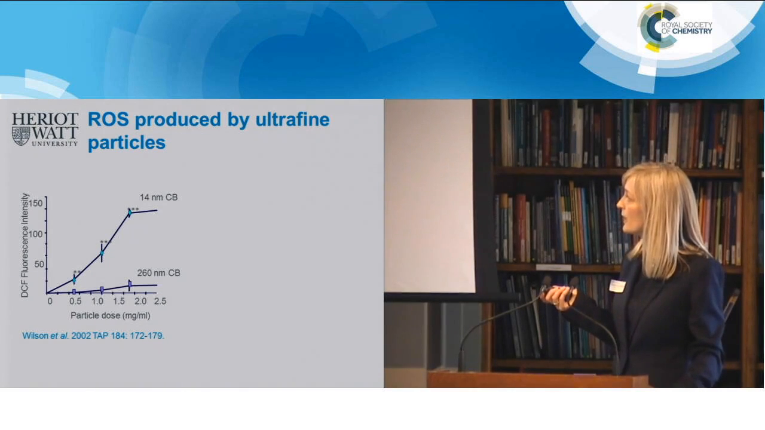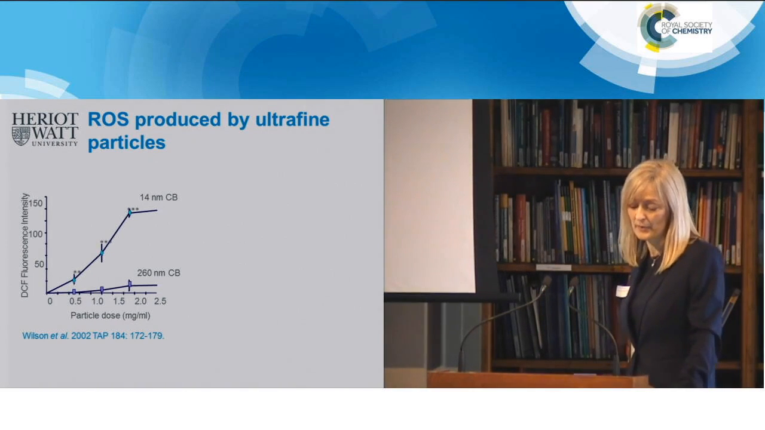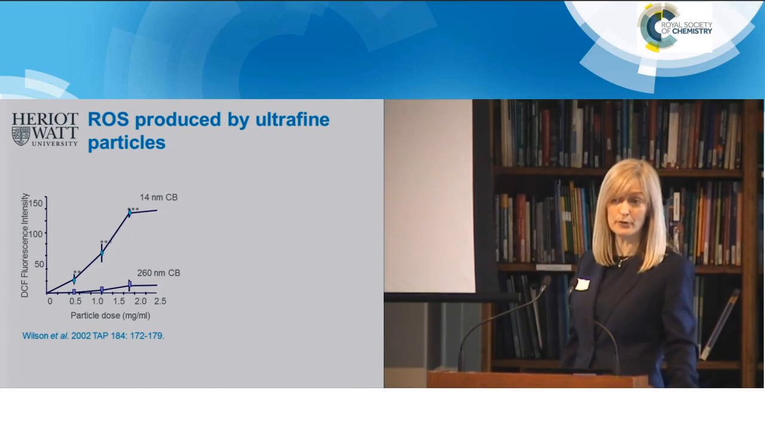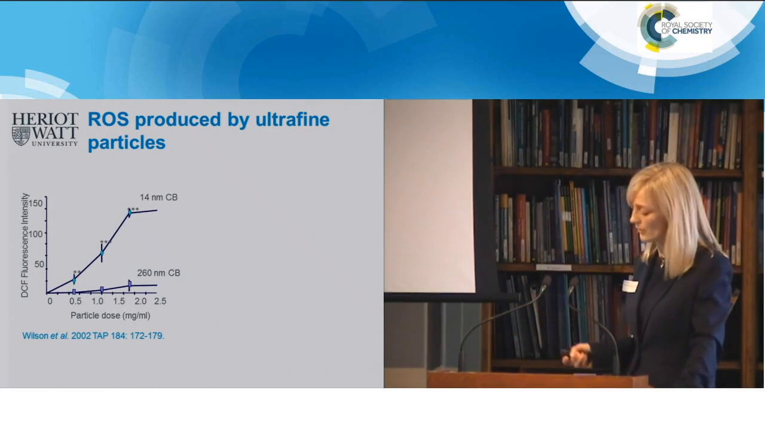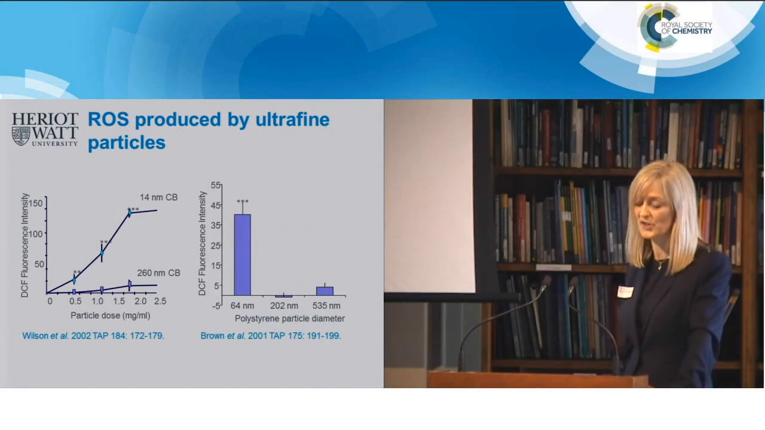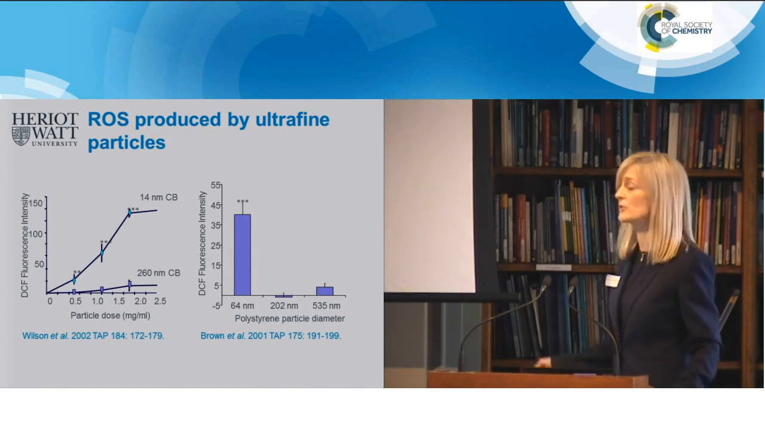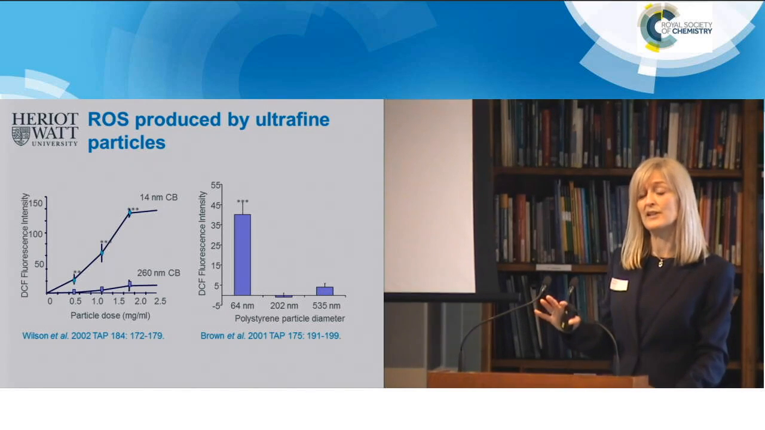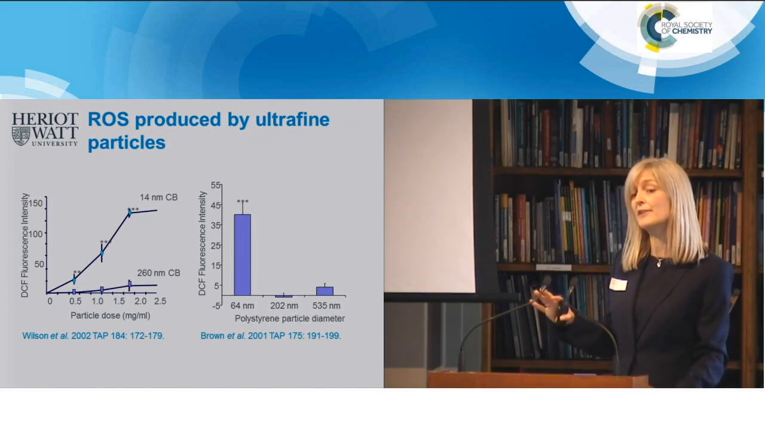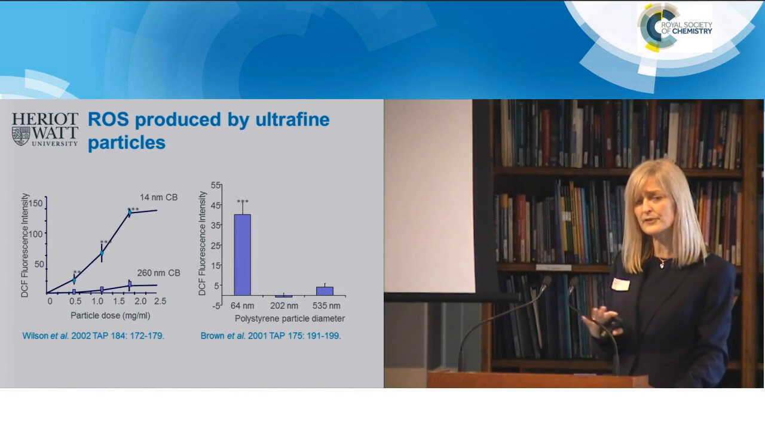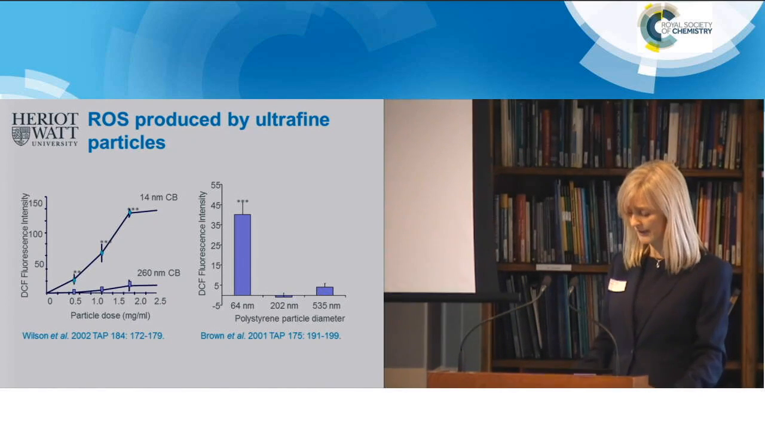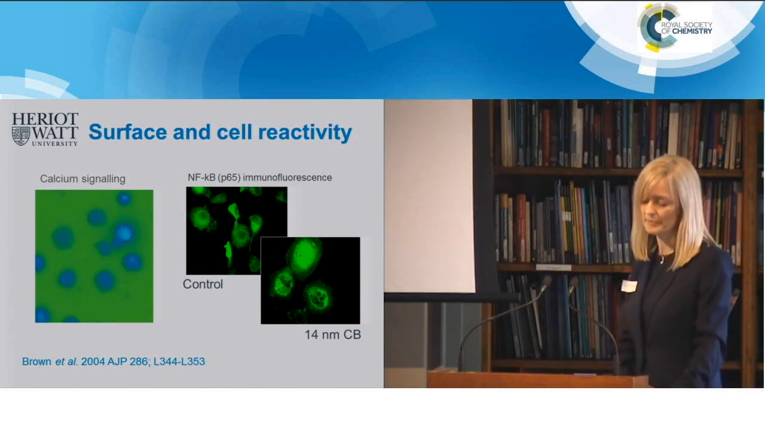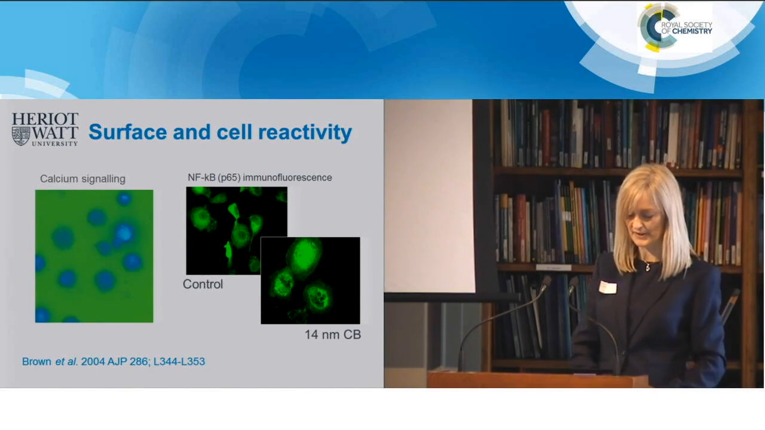For example, a fluorescent assay here, which was used to measure reactive oxygen species production by the 14 nanometer particles, but not by the larger particles. And we also demonstrated this for other particle types, such as polystyrene beads. And this is now widely used in the literature to compare the relative ability of different nanomaterials to generate reactive oxygen species.